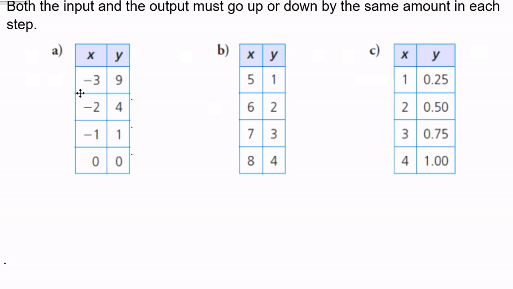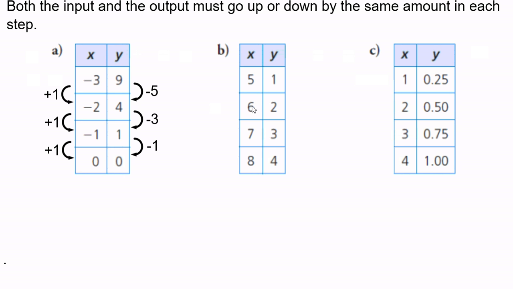If I look at A, I go from -3 to -2 to -1 to 0. So each time I move up, I'm adding 1. And on the output or y value, I go 9 to 4, so I'm going to subtract 5. And then 4 to 1, I would subtract 3, and then 1 to 0, I would subtract 1. So it changes each time.